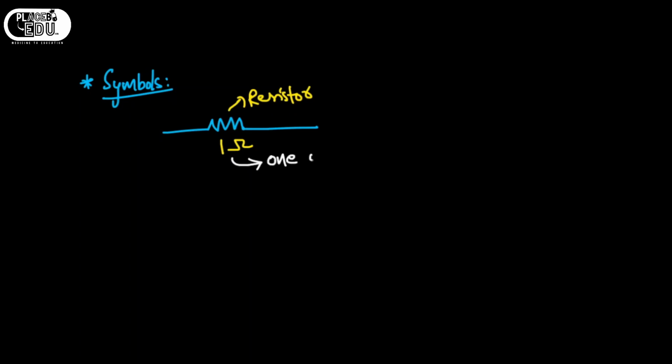So the first thing I'm going to cover is symbols. The first symbol is the resistor. This is the resistor. After drawing the symbol, you need to write the units of it. So the unit is 1 ohm. This implies 1 ohm. This is how we have to read this.